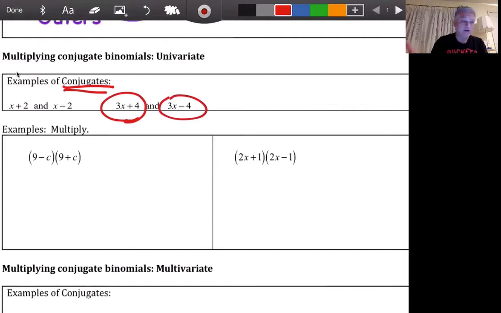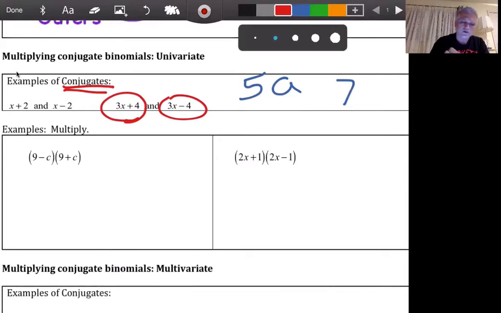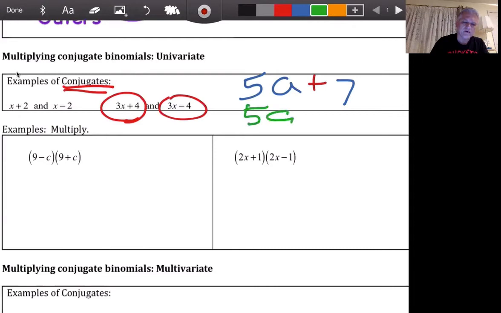For example, I could have the terms 5a and 7. If I have those 2 terms, 5a plus 7, which is one algebraic expression, one polynomial, one binomial, and then 5a minus 7, those would be conjugates. Notice that the only thing that changes is the sign between the 2 terms. Notice that the 5a did not change signs. That's a mistake that students in the past have made a lot.